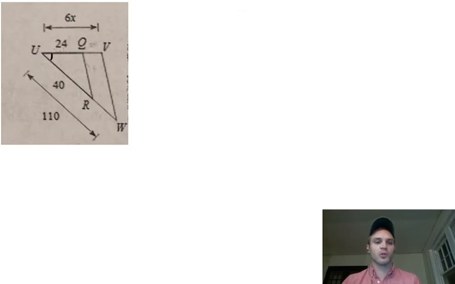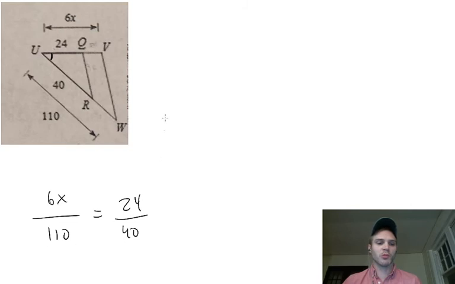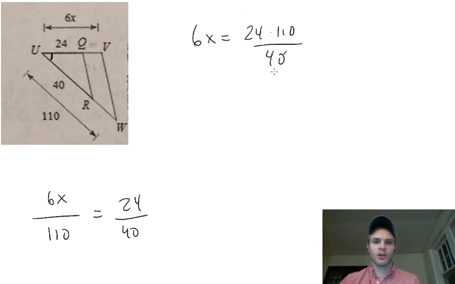And since they're similar, we can make some ratios of the sides. So 6x will correspond to 24, and 110 will correspond to 40. So I can say 6x over 110 is equal to 24 over 40. I'll multiply both sides by 110. I get 6x equals 24 times 110 over 40. We can cancel a 10 and a 10, and then 4 and 6, and this becomes x equals 11. And that's the solution.